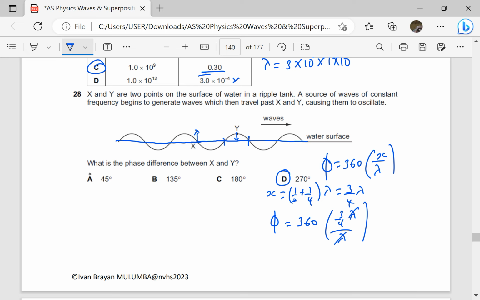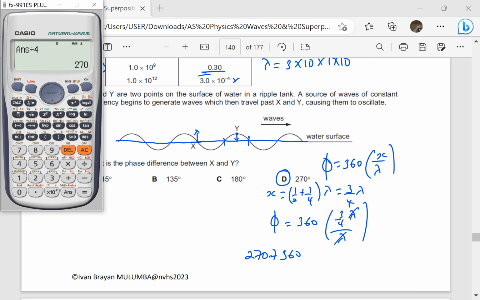Or I could also add one cycle on 270. Sometimes you might find that you get 270 plus 360. It could also be the same. So 360 plus 270, the phase can also be 630 and so on and so forth. Just go on adding one complete cycle.